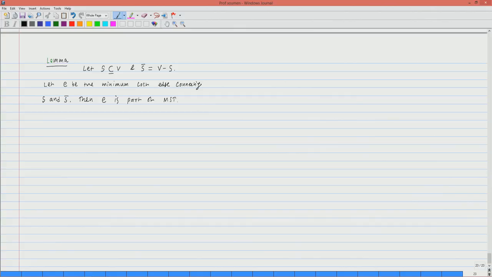So, in the first part we talked about one lemma: suppose S is a subset of the vertex set V, and S complement is V minus S, and let E be the minimum cost edge connecting S and S complement, that is, a minimum cost edge of the cut. Then E must be part of a minimum spanning tree. Okay, so this is an important result, and this signifies why Prim's algorithm is correct.